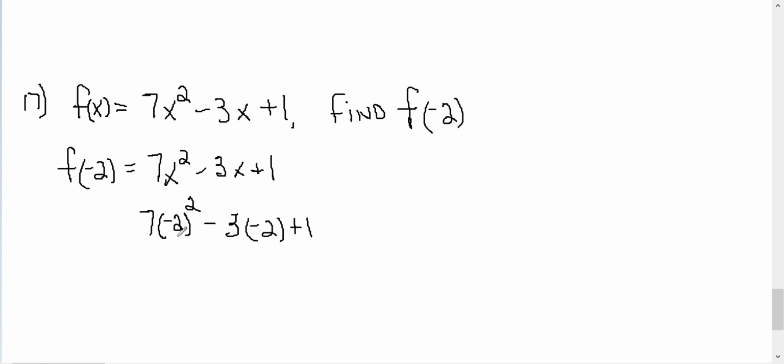Because I know negative 2 to the second power is positive 4. 4 times 7 is 28. Negative 3 times negative 2 is positive 6. And then plus 1. 28 and 6 is 34. Plus 1 is 35. Okay. That's that.